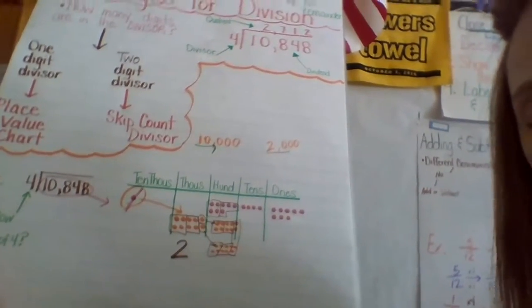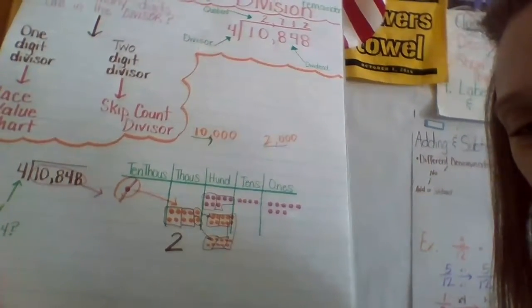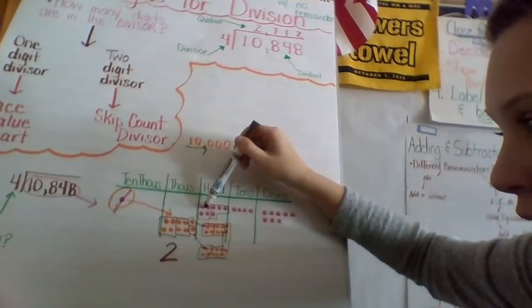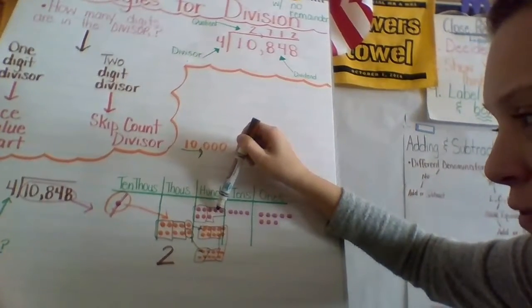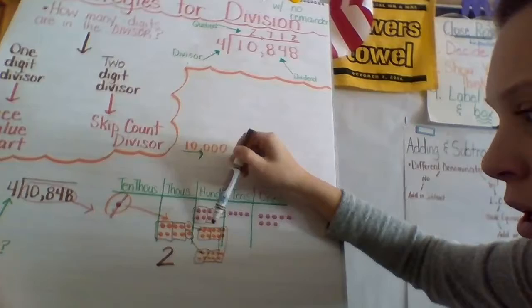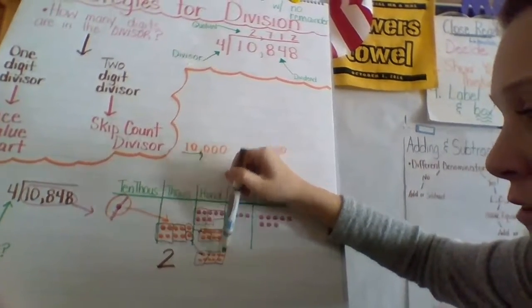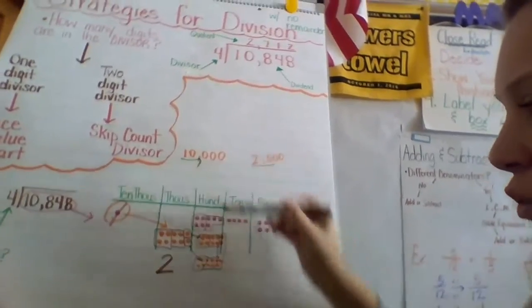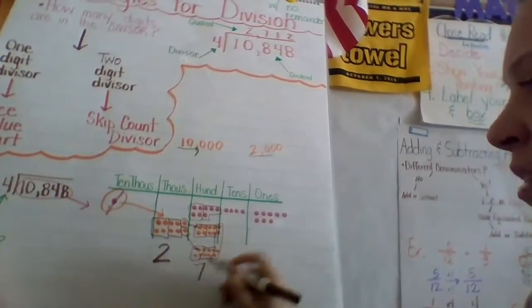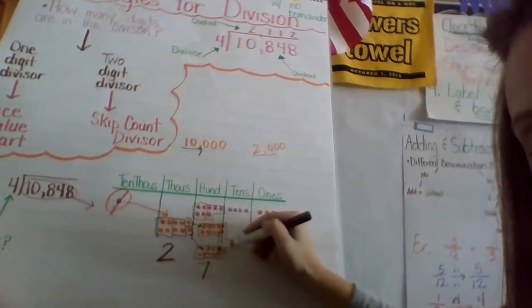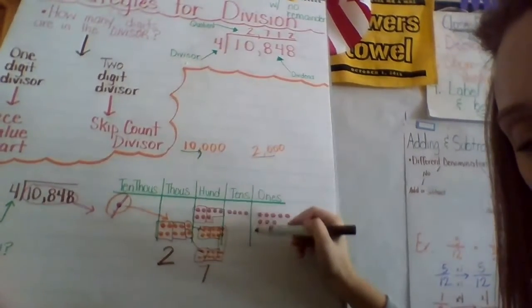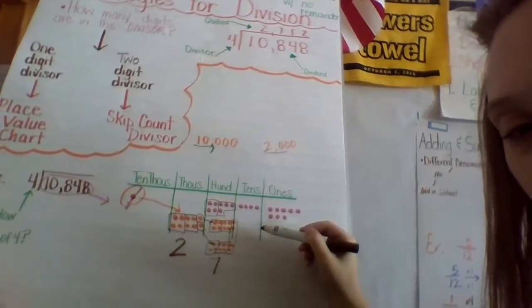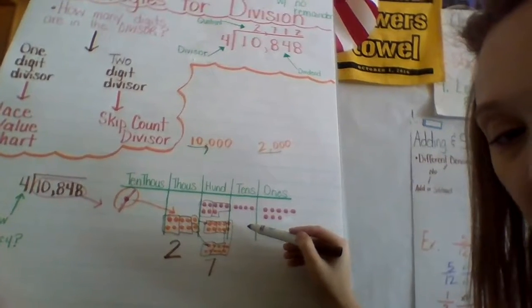So I can ask myself, how many groups of 4 did I make in the hundreds place? 1 group of 4, 2 groups of 4, 3 groups of 4, 4 groups of 4, 5 groups of 4, 6 groups of 4, 7 groups of 4. There's no place value discs left over here, so now I can just move over to a fresh new place value. There are 4 in the tens place.